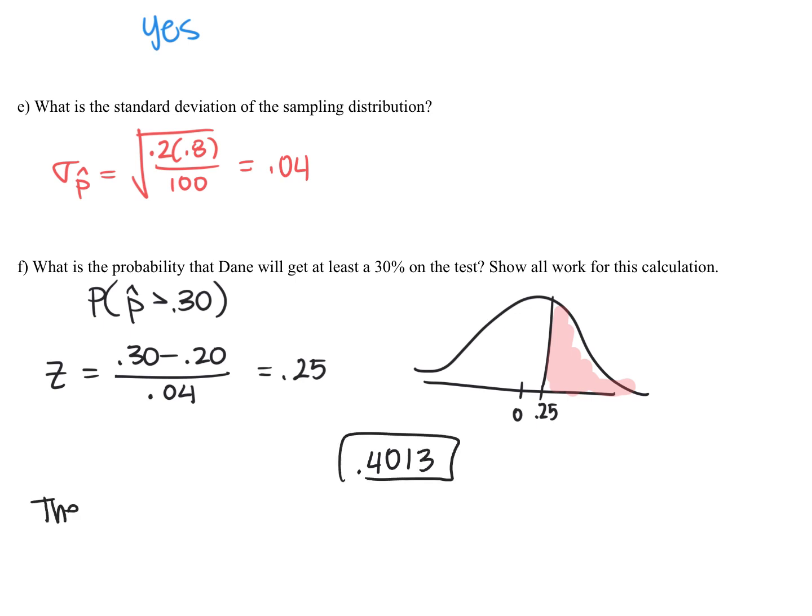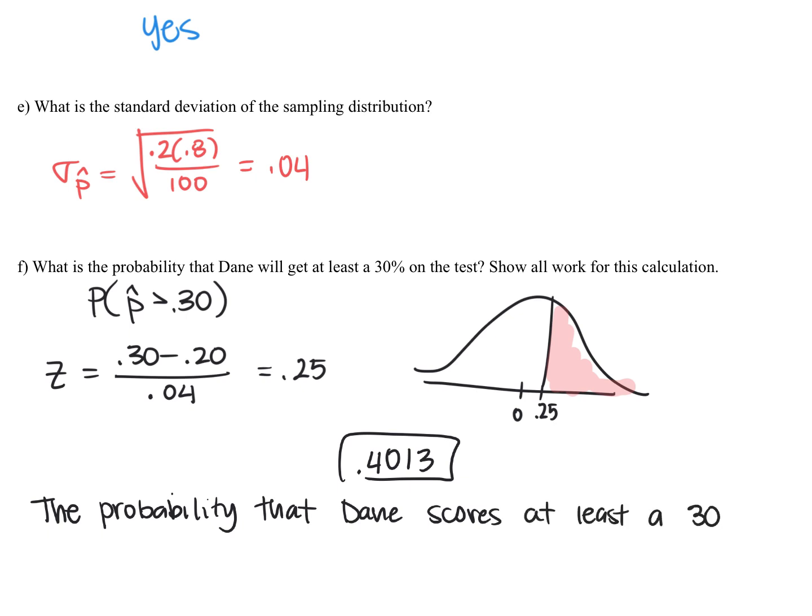So the probability that Dane scores at least a 30% on the final is 0.4013.